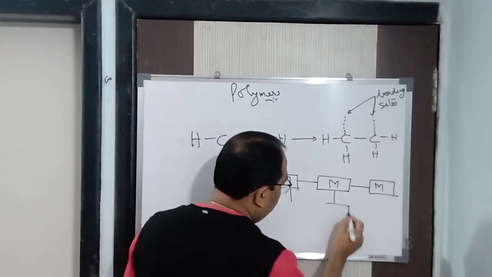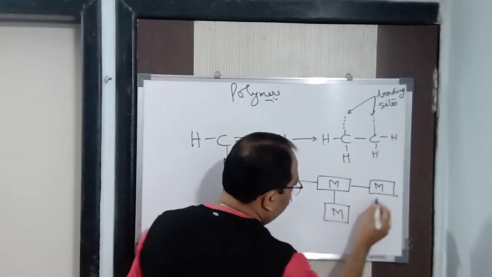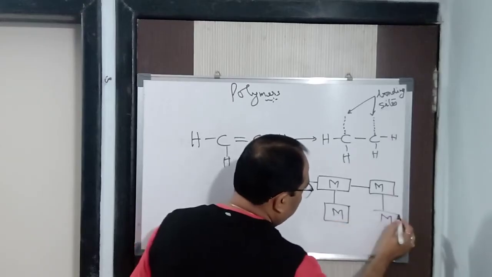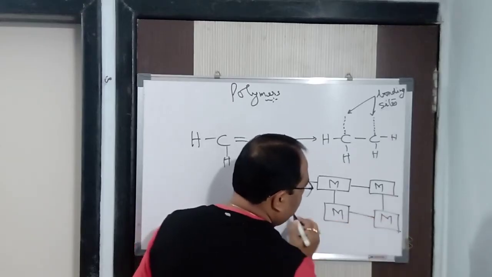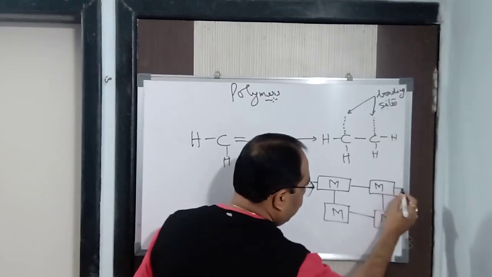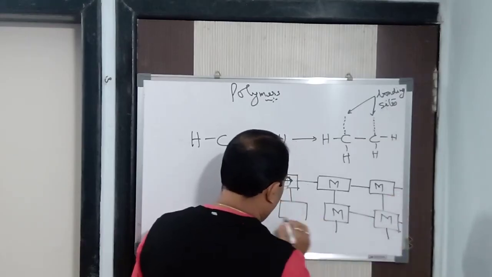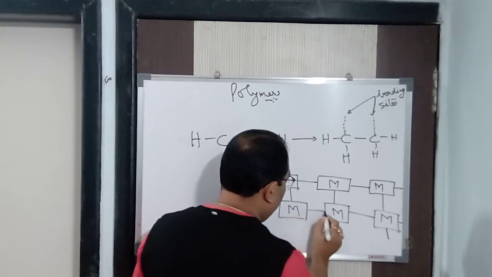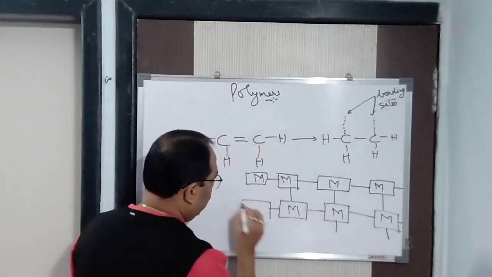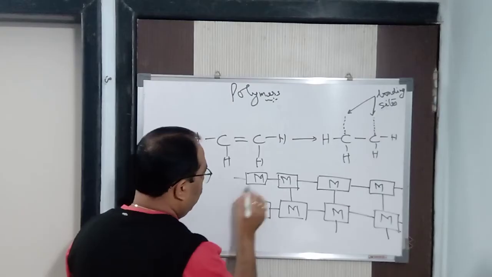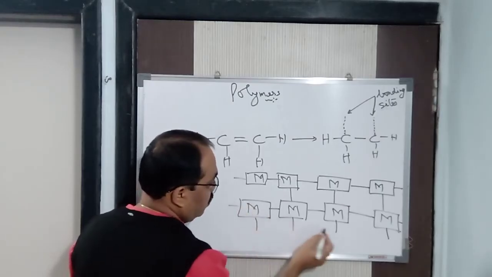And here also the monomer can be added. Here also the monomer can be added. We can say that. Again, this monomer can be added in this way, got it? This way, as well as this way it can be added. So what you find is ultimately it forms a 3-dimensional network structure. You can see it forms a 3-dimensional structure.